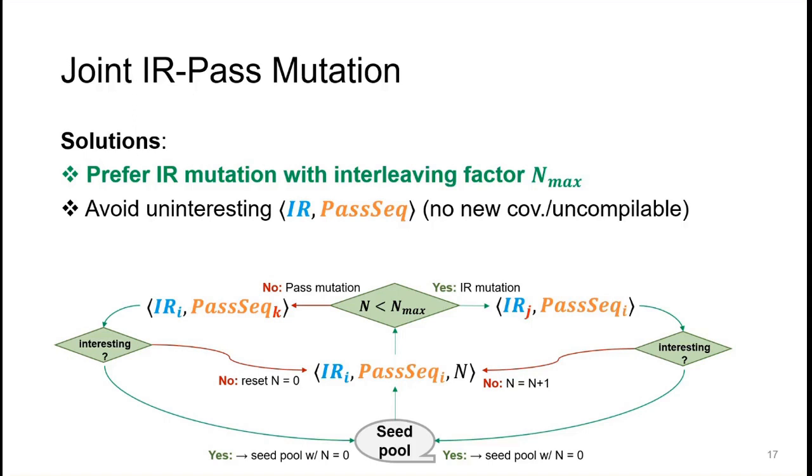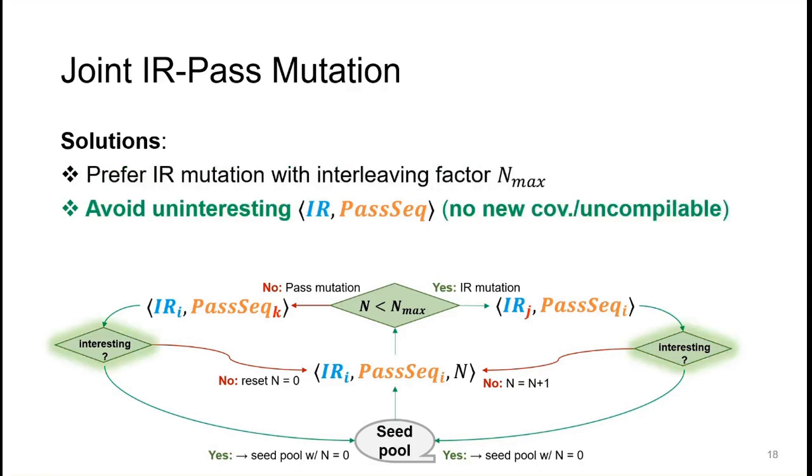Specifically, in addition to the IR-pass pair, we use a value called n to record the tolerance of each test case. For each test case, we perform IR mutation for at most n_max times, and if that cannot help find interesting new inputs, we switch to pass mutation. We consider interesting test cases as ones that bring new coverage and are compilable, so that all test cases in the seed pool can be valid.